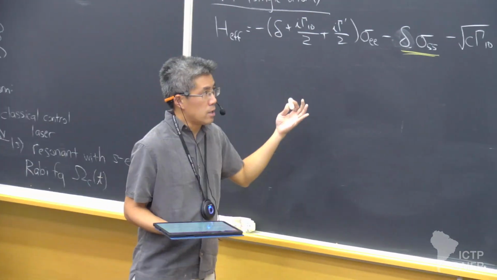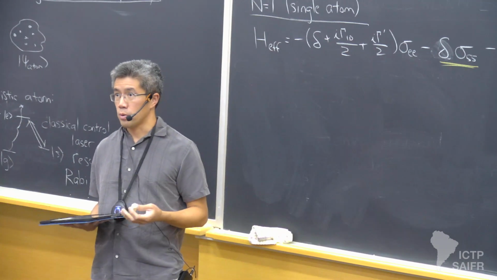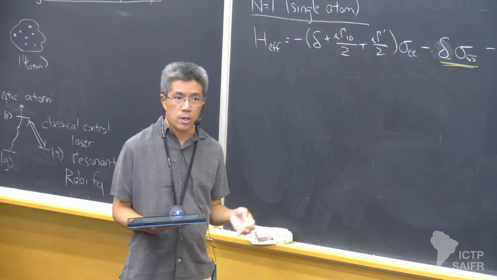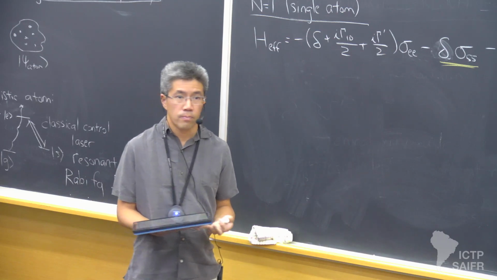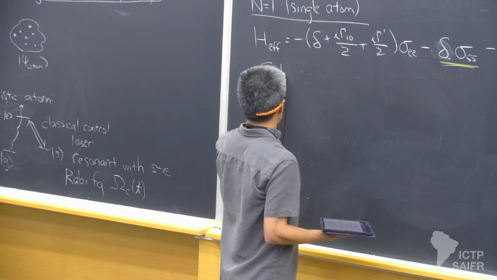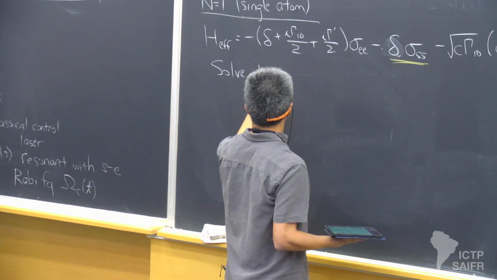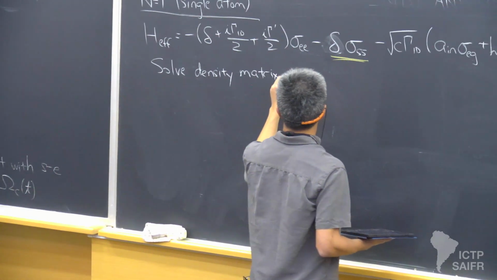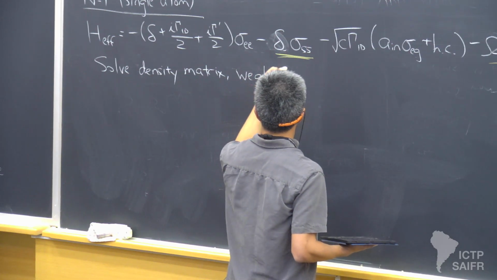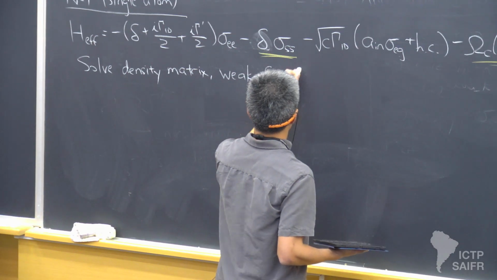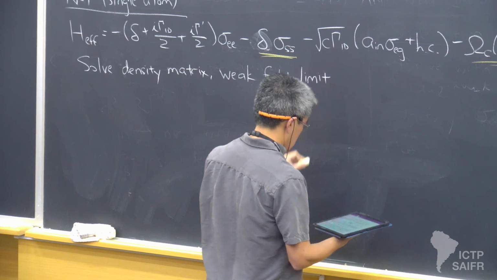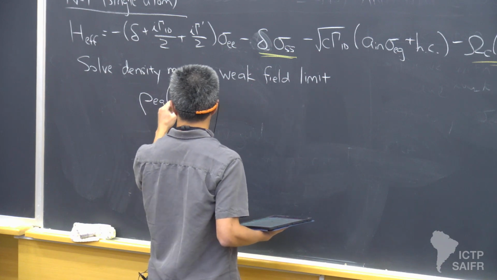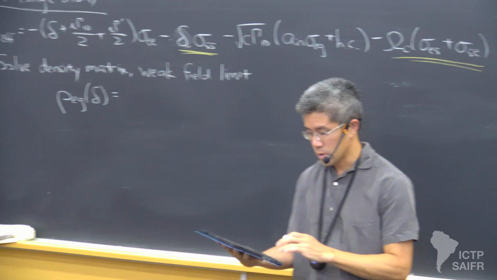Because it's a single atom, there are three possible states. Your density matrix is three by three. You could in principle solve the master equation. It's not hard, but I'm not going to do the steps explicitly. So let me just claim that if you solve the density matrix equation, and again we'll take the weak field limit, you obtain the following modified atomic coherence.